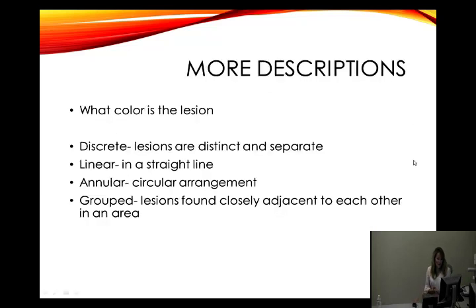So more description. You can't describe these rashes and lesions enough in that physical exam. So we want to know, what color is it? And then if it is more than one lesion, you want to describe the distribution of it. Is it linear? Is it annular, meaning it's in a circular arrangement? Are the lesions grouped? Are they discrete, where they are very distinct and separate?